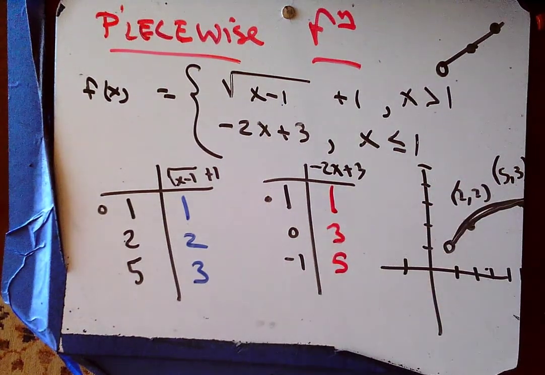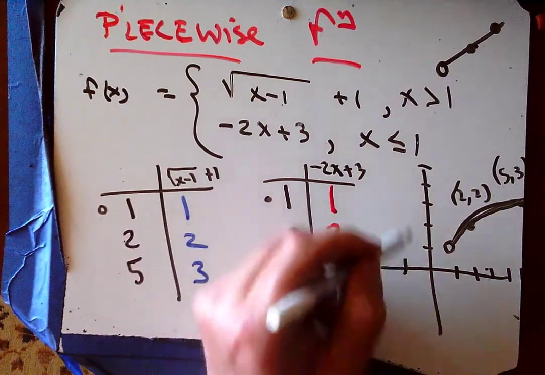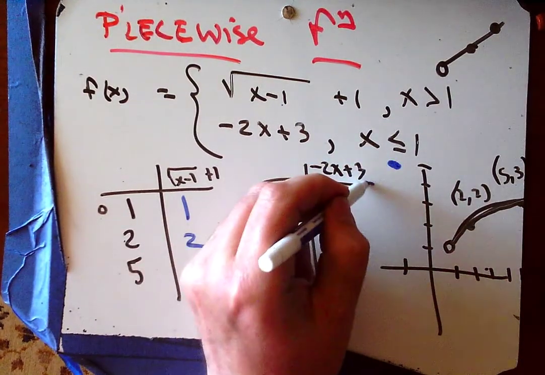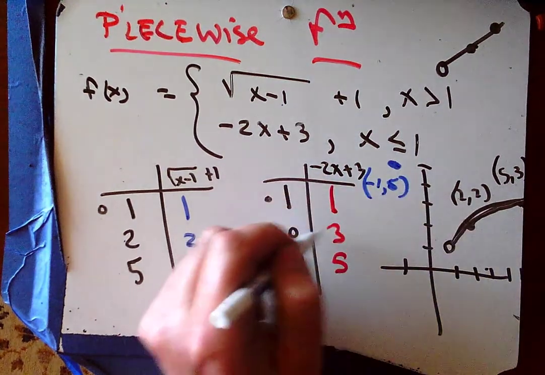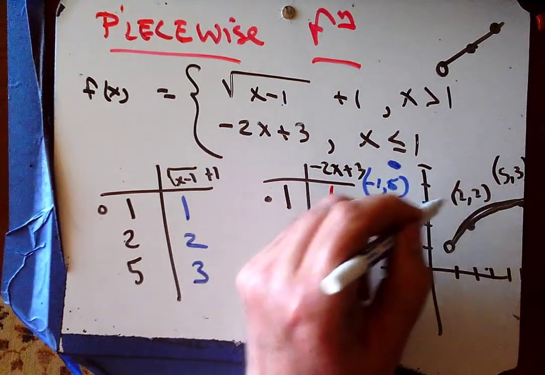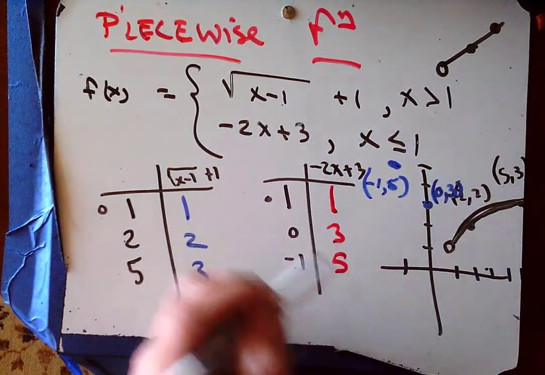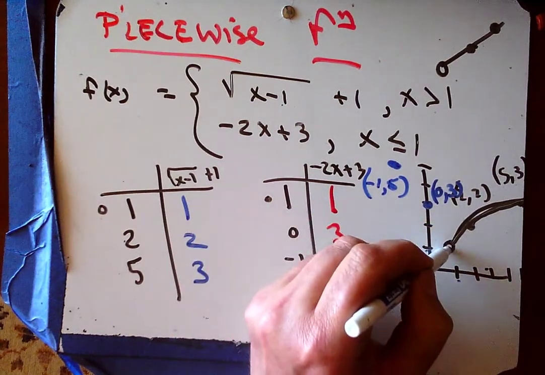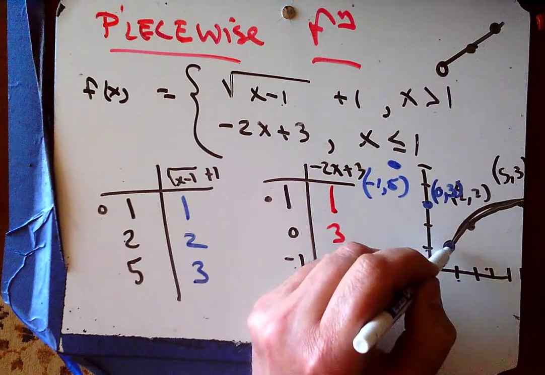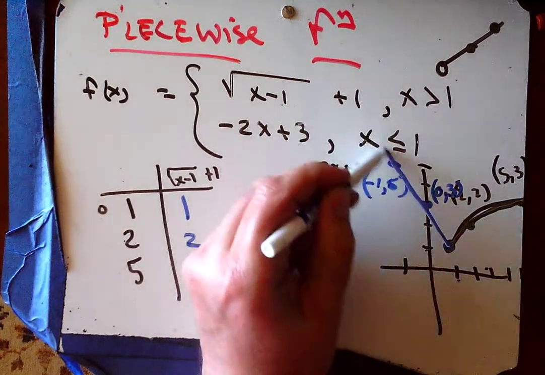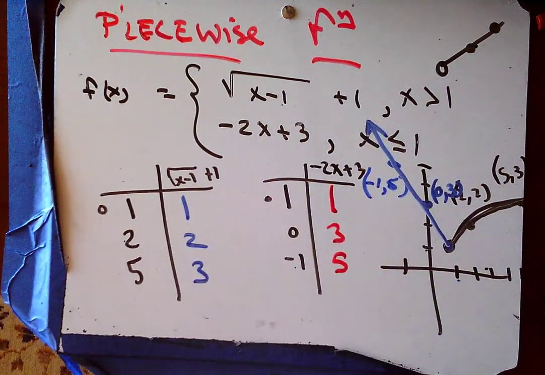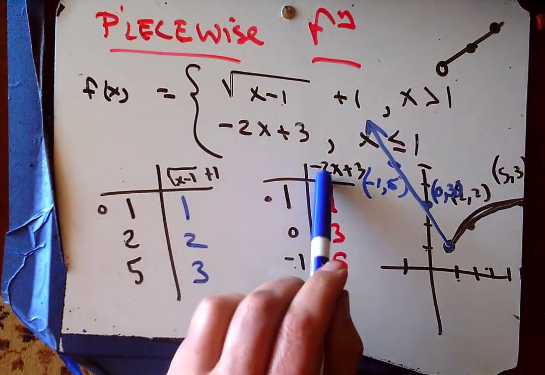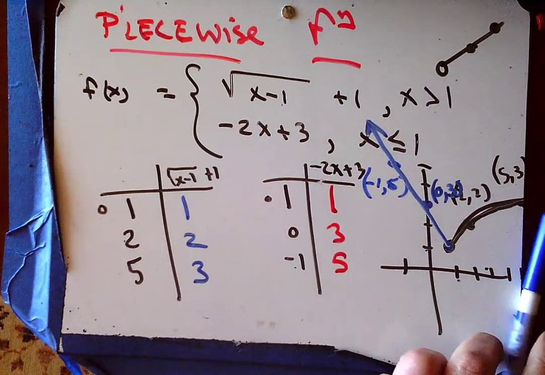Okay, and then we'll do this other piece. Negative 1, 5. 0, 3. And 1, 1. 1, 1 is here. So 1, 1 fills in that hole. And this is a linear equation. Okay, it shouldn't be curvy. It's a straight line with a constant slope of negative 2.